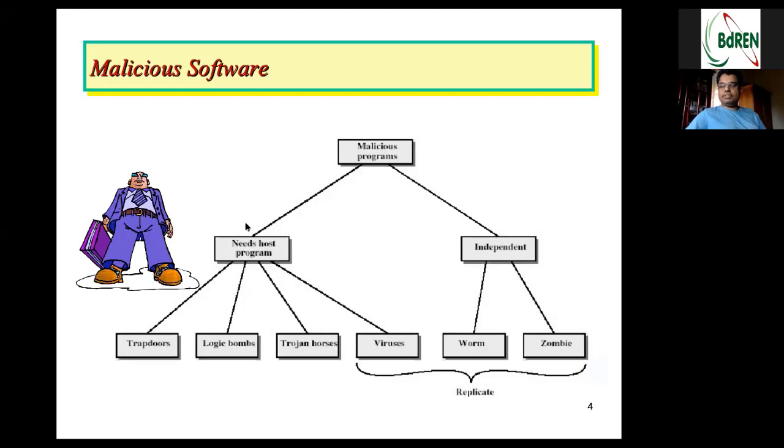In the first category of malicious software, we have trapdoors. Trapdoors are where coders or programmers develop hidden logins, so that they can enter the program or servers later on and do some malicious actions.